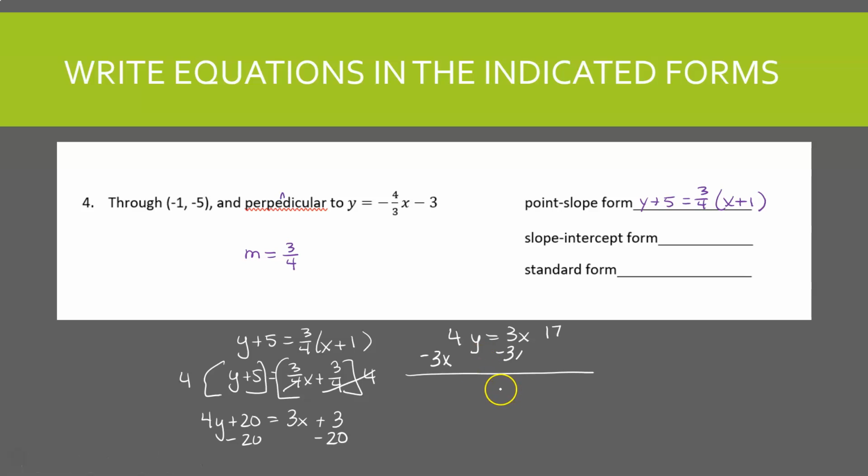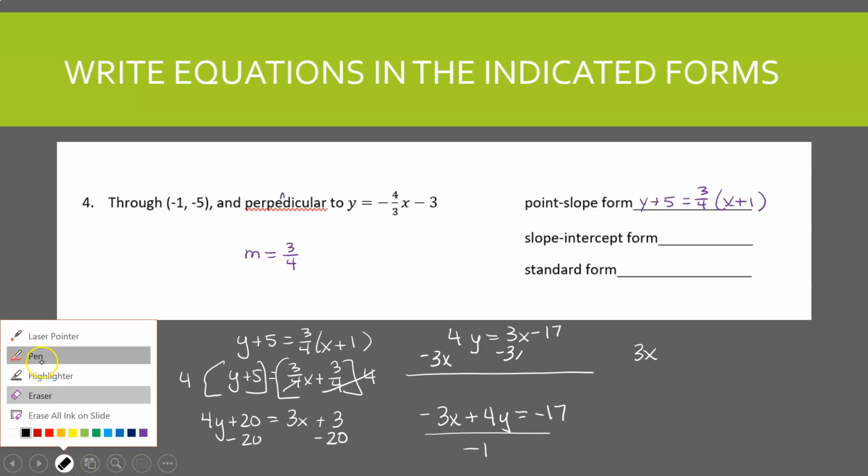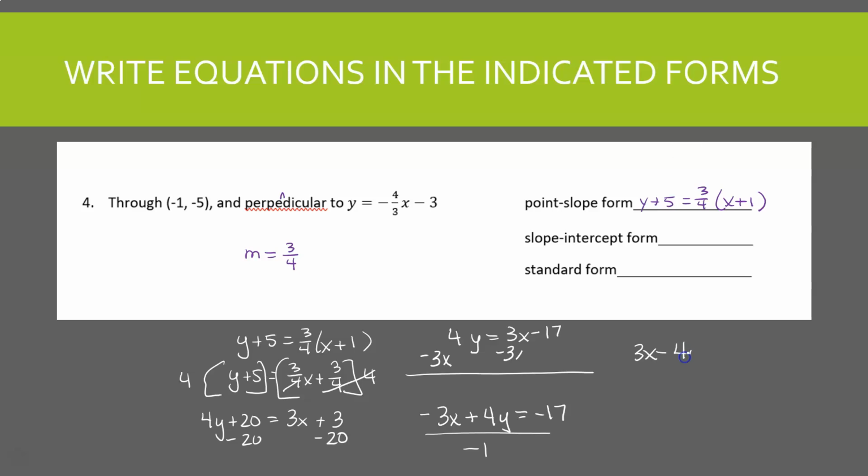I'm going to still get us to standard form here, and then I'll go back to slope-intercept. So I have negative 3x plus 4y equals negative 17. Now I'm going to divide by -1. So in standard form, I have 3x minus 4y equals 17. So that's our standard form.